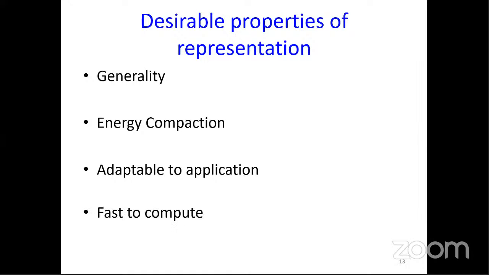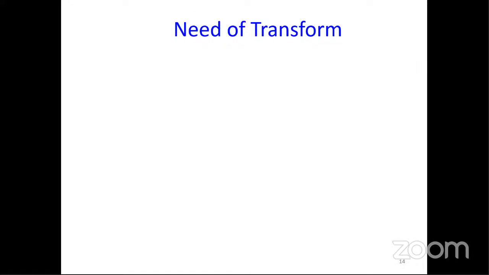Last but not the least, it should be computationally efficient. If it is not efficient, even if it happens to be a very good transform, it will lose its charm. The best example is the KL transform. It is an optimal transform with respect to energy compaction, but rarely used because it is computationally more intense. So if you want the transform to become popular, a very important criterion is that it has to be computationally efficient. Then what is the need for the transform?